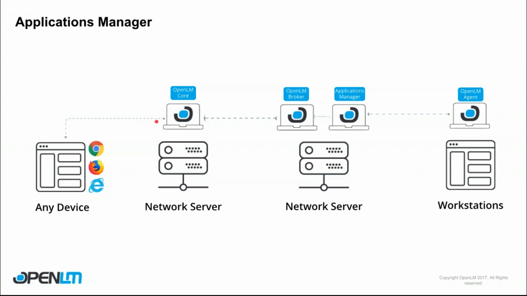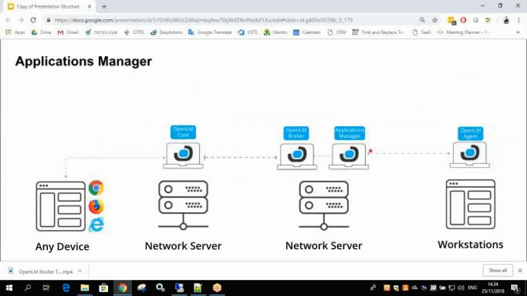Now the OpenLM core shows you the Applications Manager just like it was another server. You'll be able to filter it out, you'll be able to see statistical information on it, you'll be able to see current status, pretty much everything. So let's see how we can get this all set up.